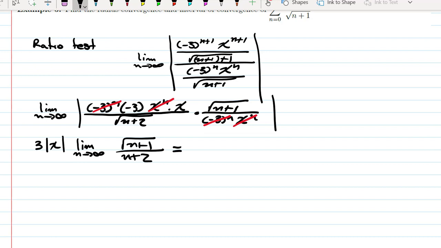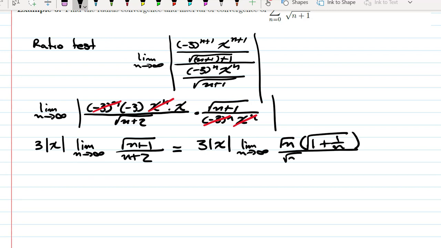So if we factor our GCF of the square root of n out of each of those, and we take the limit as n goes to infinity, that gives us the square root of n times the square root of 1 plus 1 over n, and the square root of n times the square root of 1 plus 2 over n.